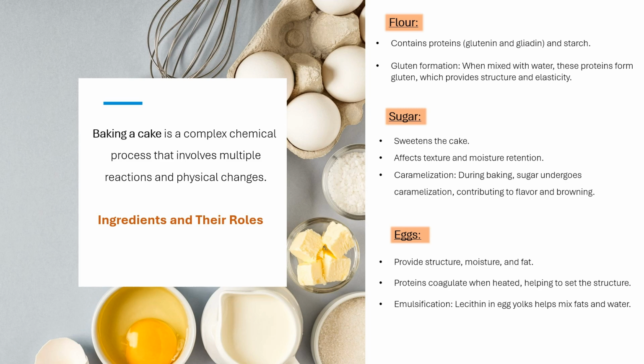Eggs. Eggs provide the structure, moisture and the fat. The proteins in the eggs coagulate when heated. This coagulation helps to set the structure. And the most important thing is emulsification. Emulsification is a process of mixing two immiscible phases together. So the lecithin in egg yolks helps to mix fats in water, doing this emulsification reaction.